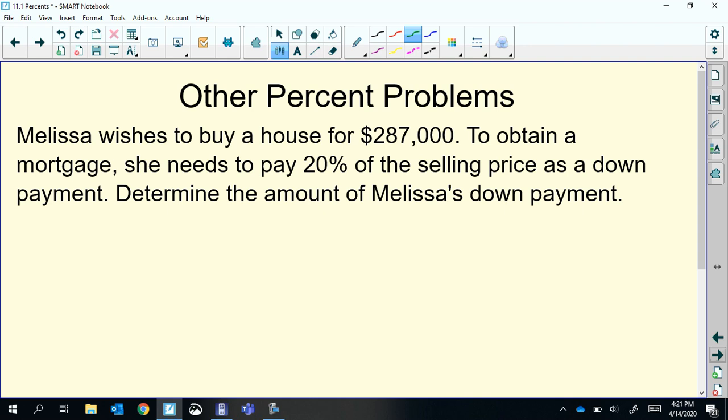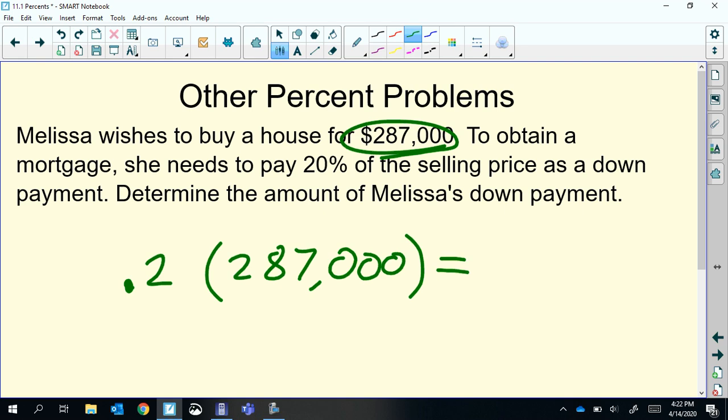All right, so this is looking a little bit ahead. We're going to be doing a bunch of problems with mortgages and things like that. She needs to pay 20% of the selling price. This is the selling price. Determine the amount of Melissa's down payment. So we just need to figure out what is 20%. So that just means you multiply it by 20%. Our calculator needs decimals, so instead of 20%, we're going to say 0.20 or 0.2, and we're just going to multiply that by our total here.